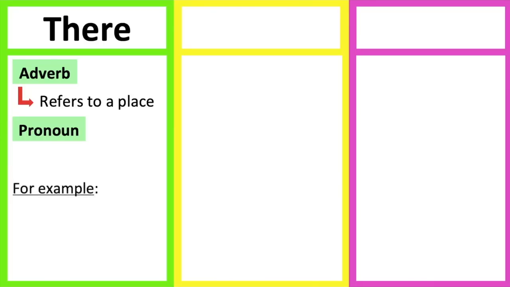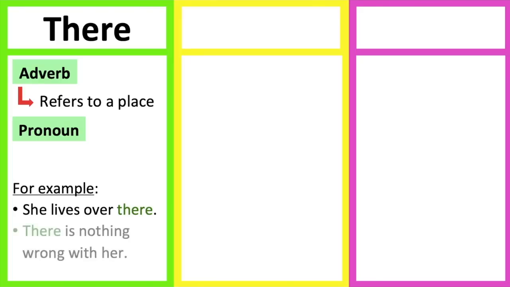For example, she lives over there. So in this example, it's used as an adverb to refer to a place. Another example is, there is nothing wrong with her. Here, it's used as a pronoun.